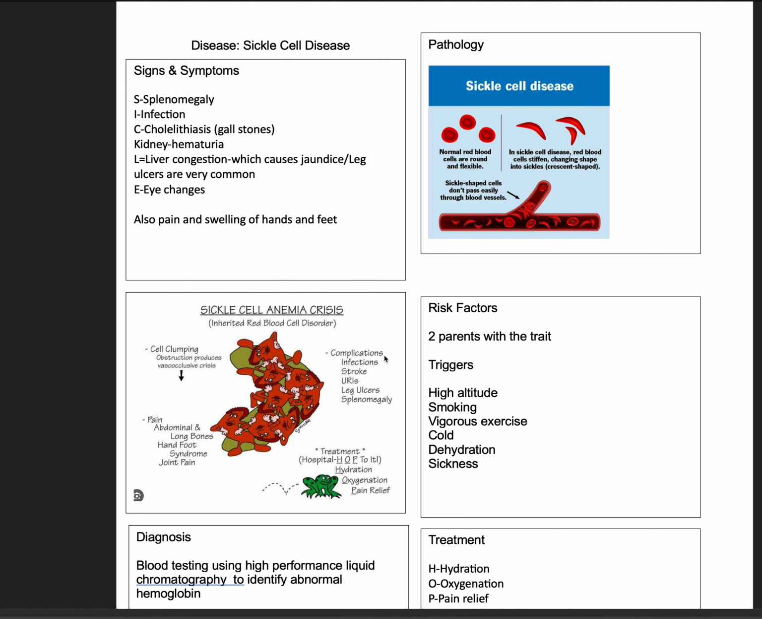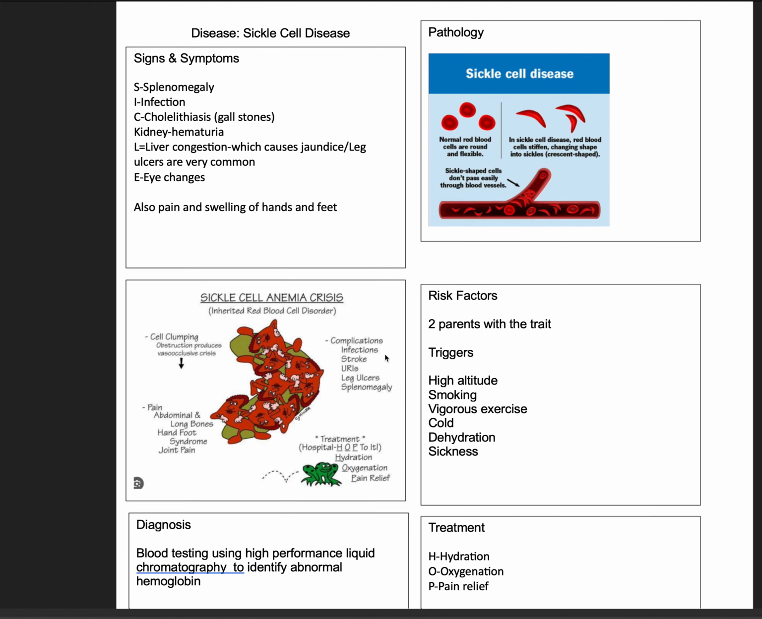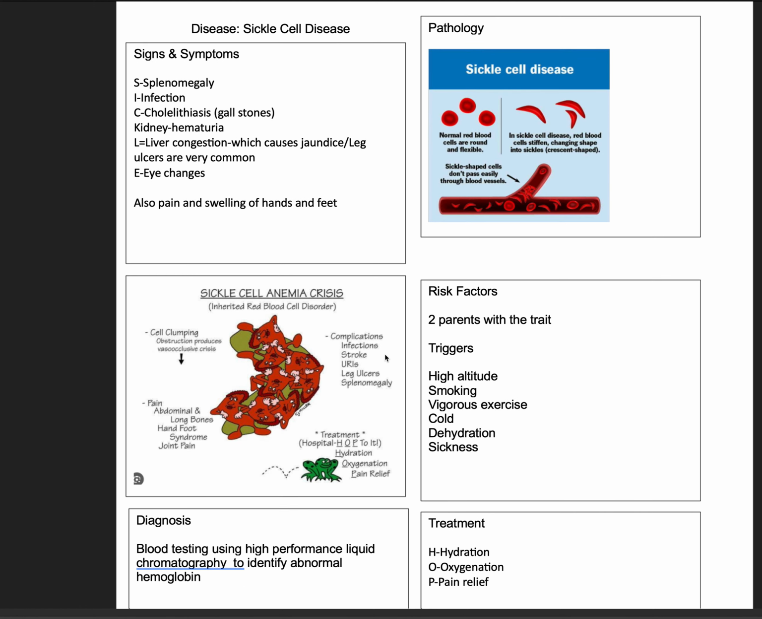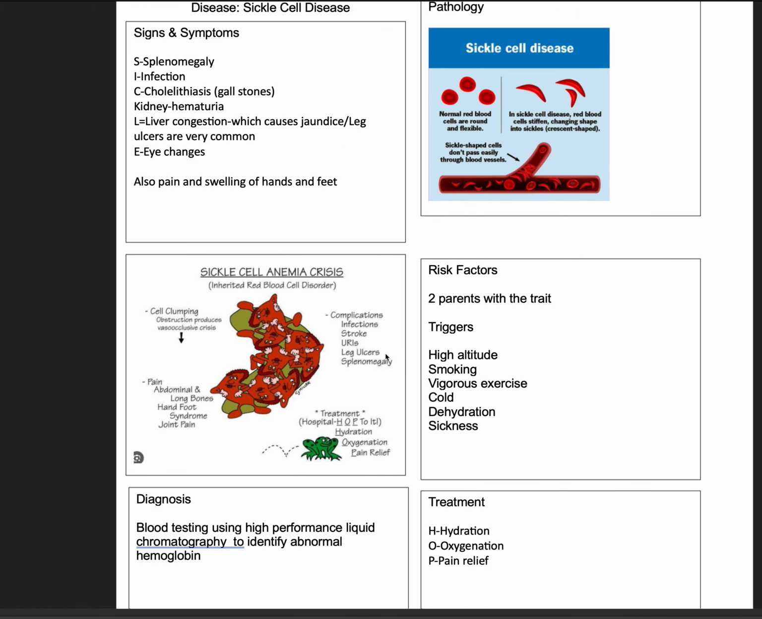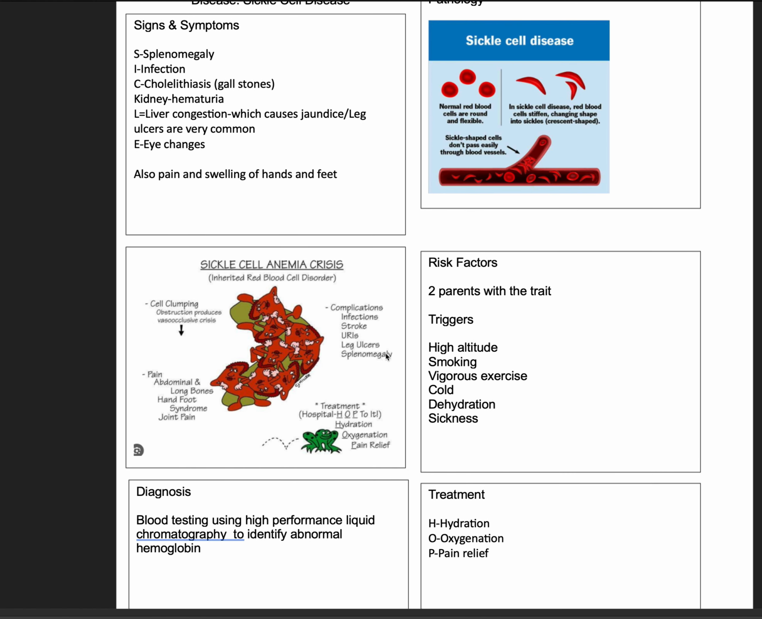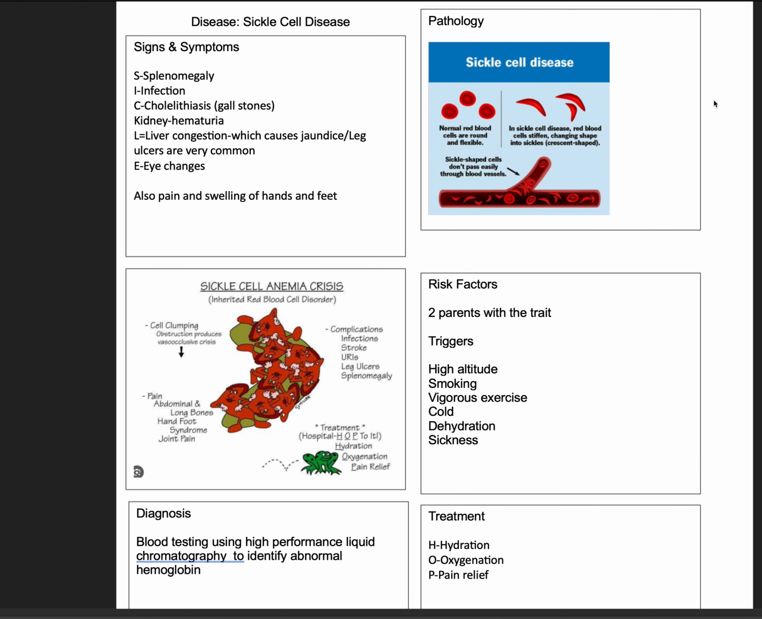The treatment, remember to HOP to it, okay? Hydration, oxygenation, and pain relief. They need to get to the hospital. Blood testing, they'll do some blood testing on infants to look for the abnormal hemoglobin. And I talked about the treatment, and that's a quick disease sheet about sickle cell disease.